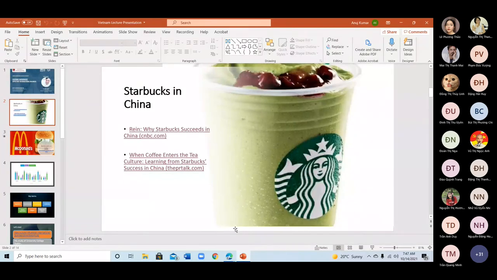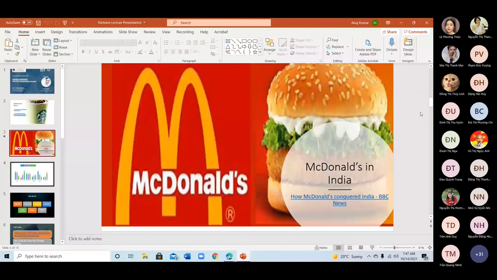Now another case which we can discuss is, have you heard this brand name McDonald's? Is my screen visible? Have you heard this name, McDonald's? Yes, we heard it. Okay. I guess every one of you, once in your life, has enjoyed a meal at McDonald's. They are selling burgers. They are selling different types of stuff here.